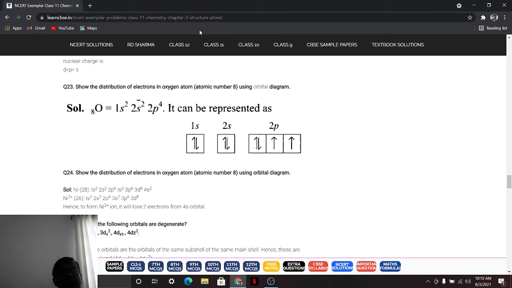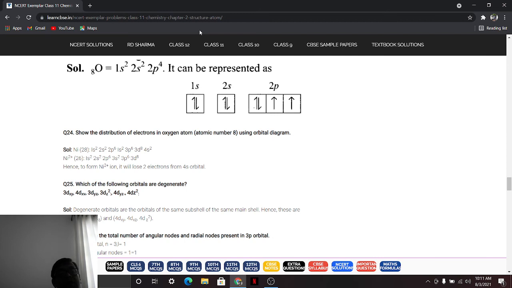Nickel 28, its electronic configuration is 1s2, 2s2, 2p6, 3s2, 3p6, 3d8, 4s2. And Ni2 plus, 26 electrons: 1s2, 2s2, 2p6, 3s2, 3p6, 3d8. Hence, to form Ni2 plus ion, it will lose 2 electrons from 4s orbital.